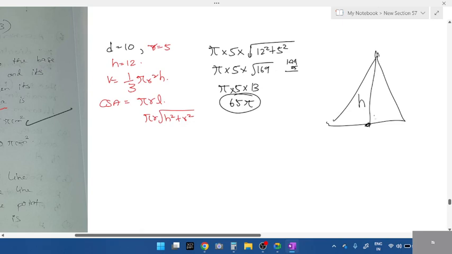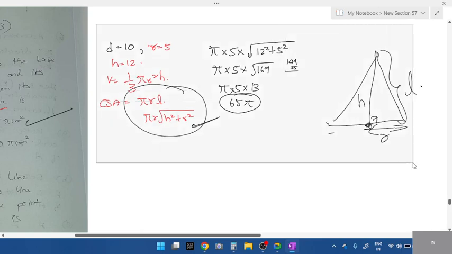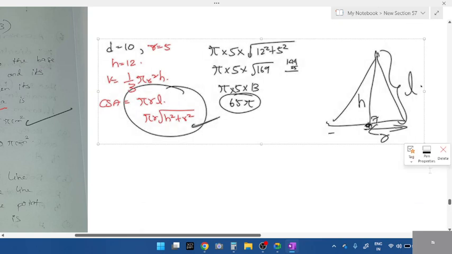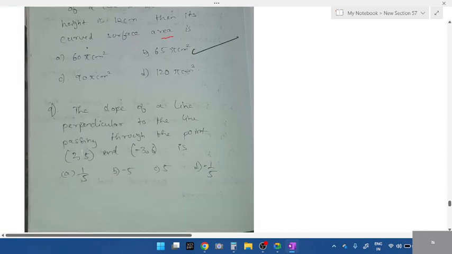Straight line is h. Then this will be the radius. The entire thing is the diameter. We don't need the diameter. A right angle is formed here. This value is L. Or just ignore that. If you know this formula, h square plus r square, just substitute. 65 pi is the answer. The pi value you don't have to convert. It depends on the question and depends on the options. Here they've just left the pi value as it is.